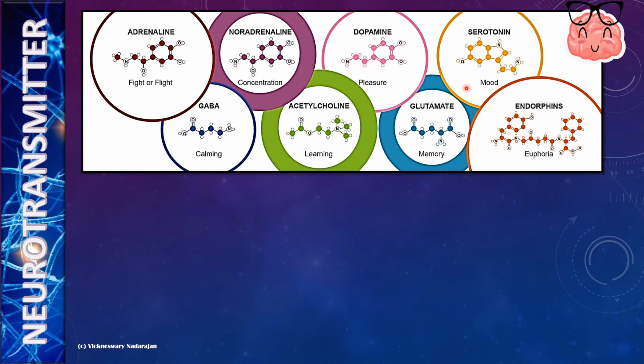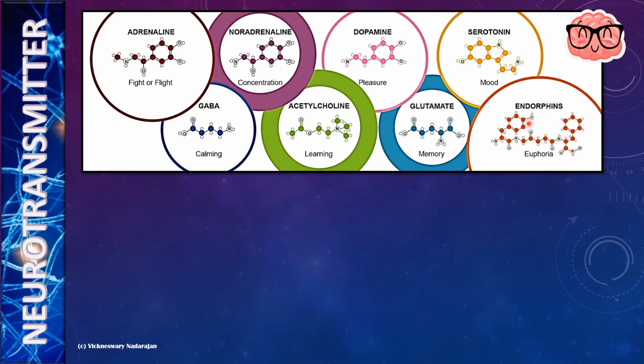Serotonin controls your mood. There are days when you get up and you feel very positive and happy. That is because your nervous system is producing lots of serotonin. But if you're in a very bad mood and angry with everybody, then your serotonin levels are low.